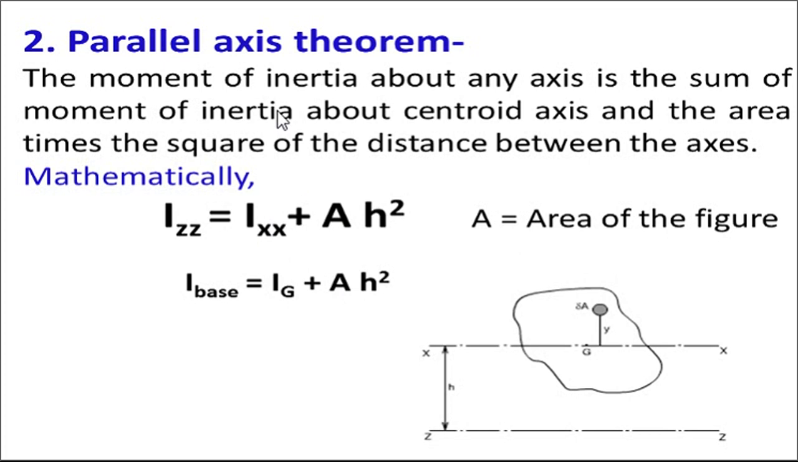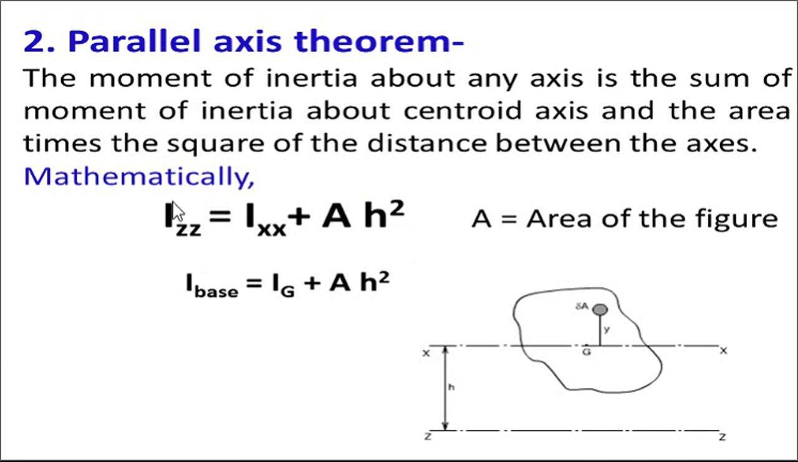So how is it defined? The moment of inertia about any axis is the sum of the moment of inertia about the centroidal axis, that is, the MI about G, the centroid, and the area times the square of the distance between the axes. That is, area into h square.